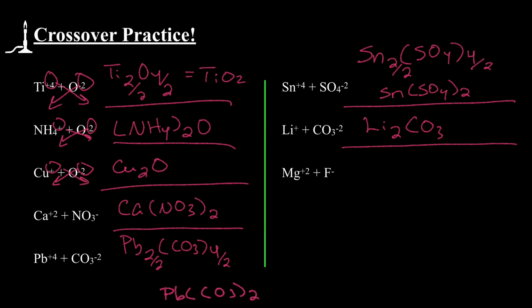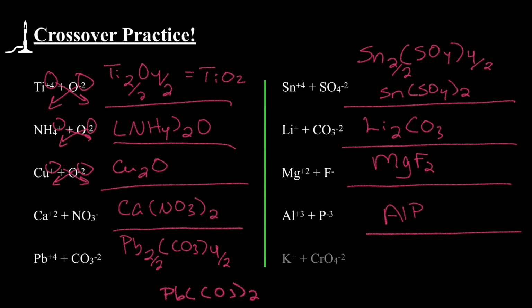Mg 2+ plus F-, we would wind up with MgF2. Al 3+ plus P 3-. Cross them, and we divide them both by 3 and simplify, so we just get AlP. K+ and CrO4 2-. Cross those charges, we get K2CrO4.